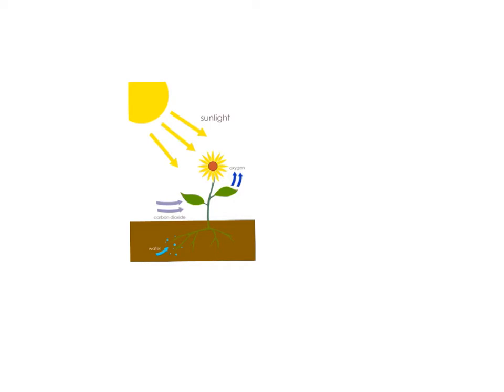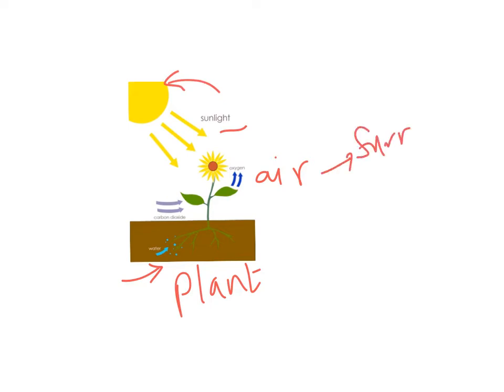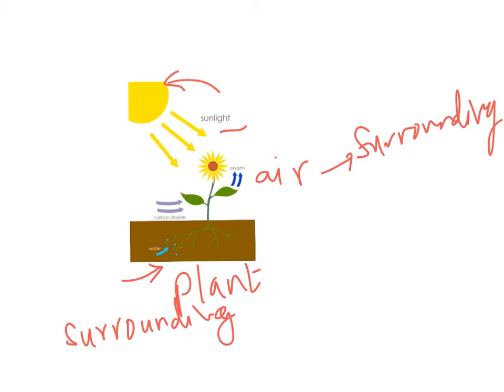Let us look at this example. This is a plant. Plant needs sunlight, it needs air, and it needs water. It gets sunlight from the sun. It gets air from the surroundings. It gets water again from surroundings. So plants need things that they get from their environment. And all these things, air, water, and sunlight, are non-living things.